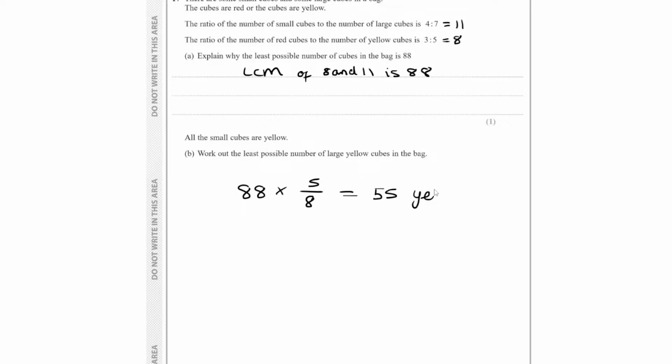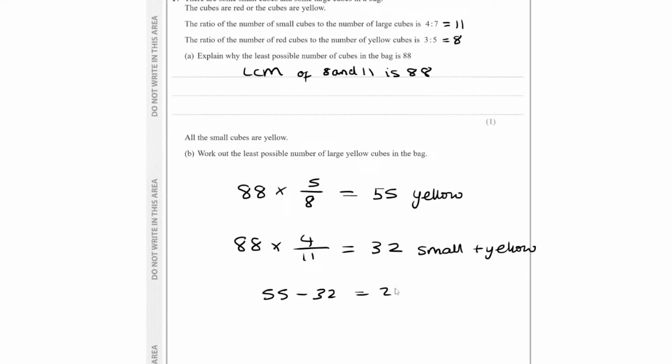That's yellow, but I want to know how many are large. So how many small cubes are there? They've said that all of the small cubes are yellow. So how many small cubes are there? 4 out of 11. Yeah, 4 out of 11 is, I think, 32, but let me just make sure I'm not making this up. 4 out of 11. Yep. Small. So then if you take those away, because there's 55 yellow, there's 32 small, and they're also yellow, aren't they? So how many yellow large ones are there? It should get 23.